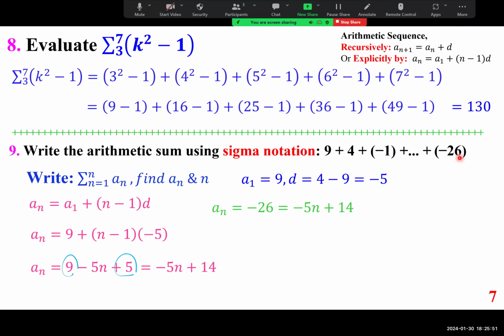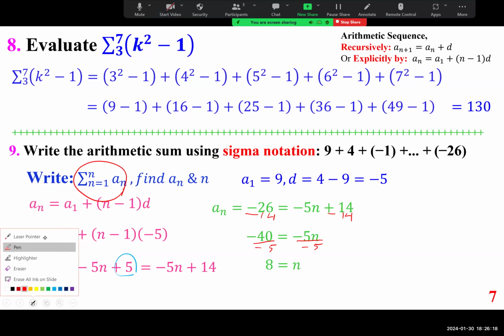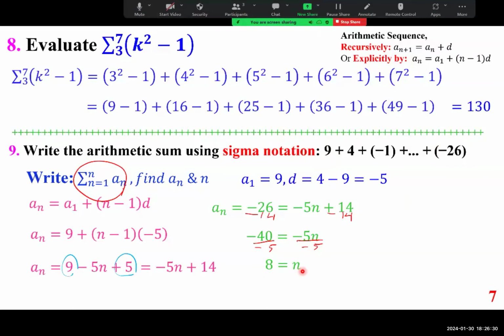Obviously, we're going to subtract 14 from both sides. We get negative 40. Divide by negative, negative over negative gives us positive 8. So n is 8, which means in the summation, we use a sub n. We start with a sub 1, that means n equals 1. And we go up to n, this one is 8, and we are done.